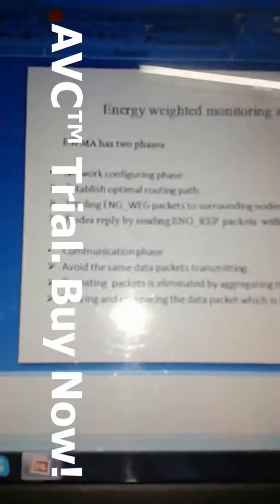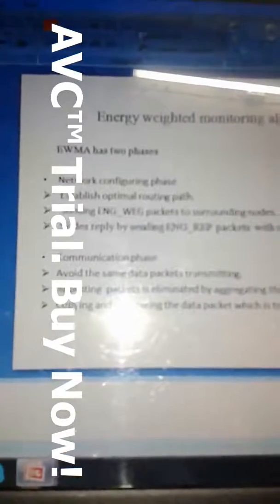In the communication phase, the main aim is to avoid the same data packets being transmitted in the network. The repeating packets are eliminated by aggregating the data being transmitted. The aggregation is done by copying and comparing the data packets which are transmitted in the network.